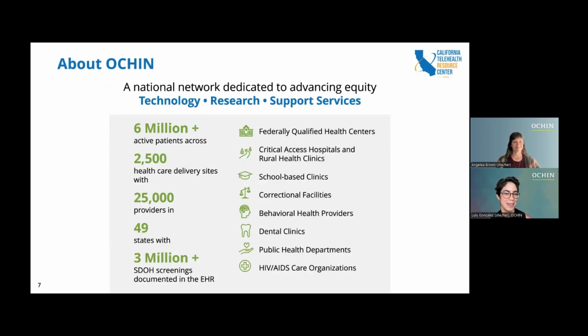Next slide, please. Right, and as we heard, CTRC is part of the Ochin family. A little introduction to Ochin. It's a national network dedicated to advancing health equity. Ochin supports safety net health organizations, serving over 6 million patients in 49 states.